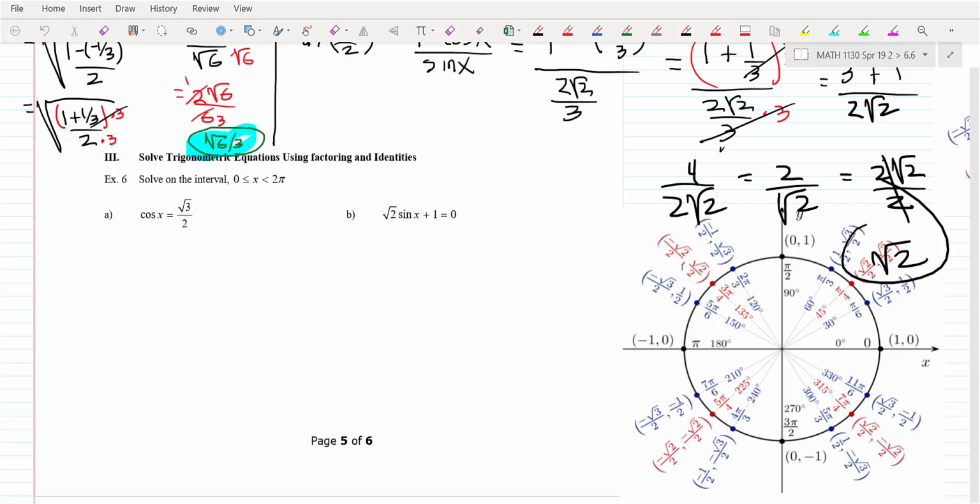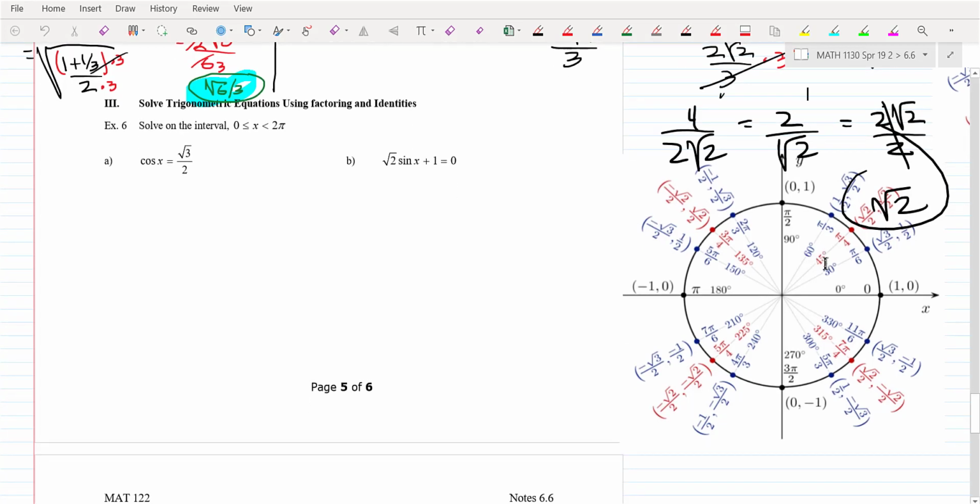Quick overview of trig equations. We're not going to look at every type there is, but we're going to try to look at sort of an overview. And in calculus, there's plenty of times when you'll go through and solve trig equations. I'm going to start with the simplest variety.